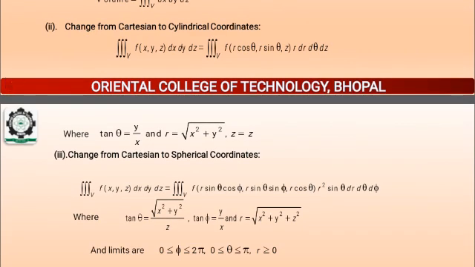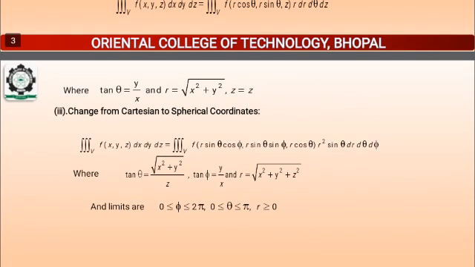We can change triple integration from Cartesian to spherical coordinates. Here x can be written as r sin theta cos phi, y can be written as r sin theta sin phi, and z can be written as r cos theta, and dx dy dz can be written as r square sin theta dr d theta d phi, where tan theta is under root x square plus y square upon z, tan phi is y by x, and r is under root x square plus y square plus z square. The limits are phi lies between 0 to 2 pi, theta lies between 0 to pi, and r is always positive.